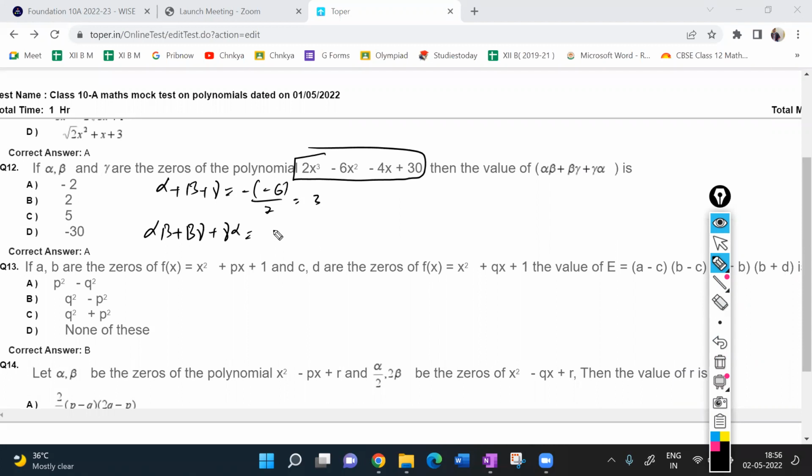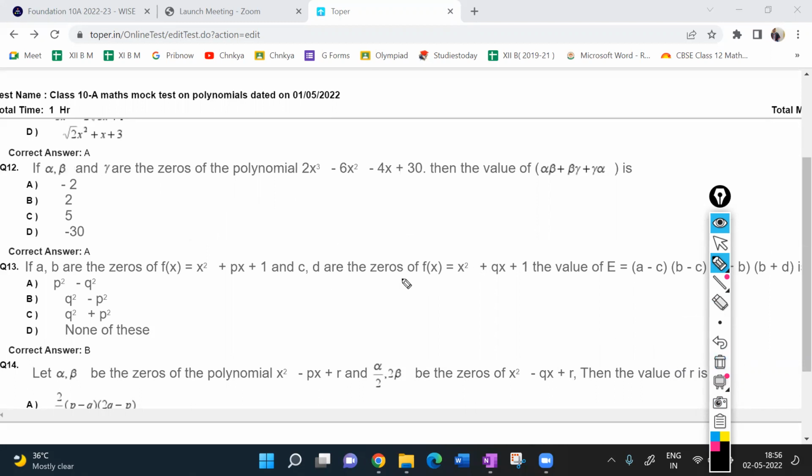C by A, sir. C by A. So minus 2, sir. 4 by 2, minus 2. Directly, we need not even find out the sum of the roots, actually wasting time. He is asking for the sum of the product of the roots taken two at a time. So this is the correct answer here, correct? So next, direct question.